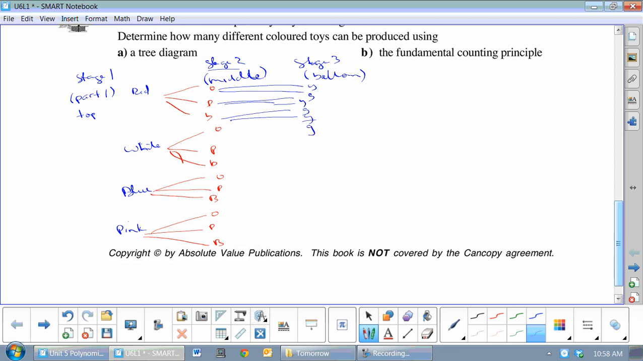Now, how many toys with red tops can I get? 6, right? Okay, you can see we're going to get 6 for each of these, so you're going to get 24 different toys. Now, a faster way to do that is go stage 1, which is 4, times stage 2, which is 3, times stage 3, which is 2. And you'd get 24 toys.